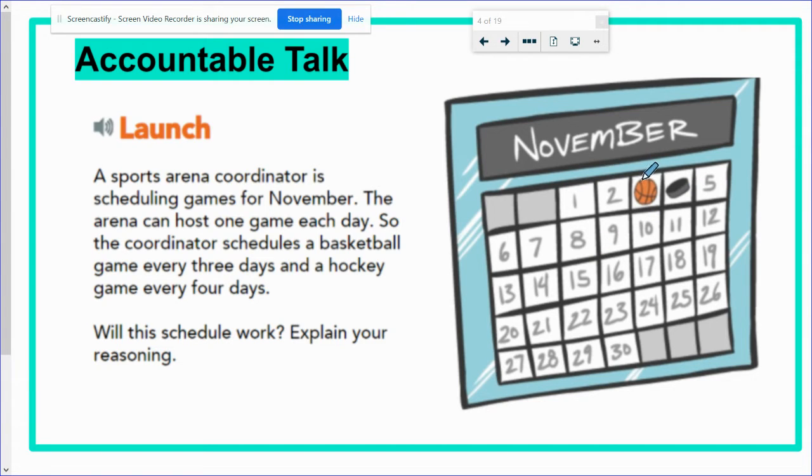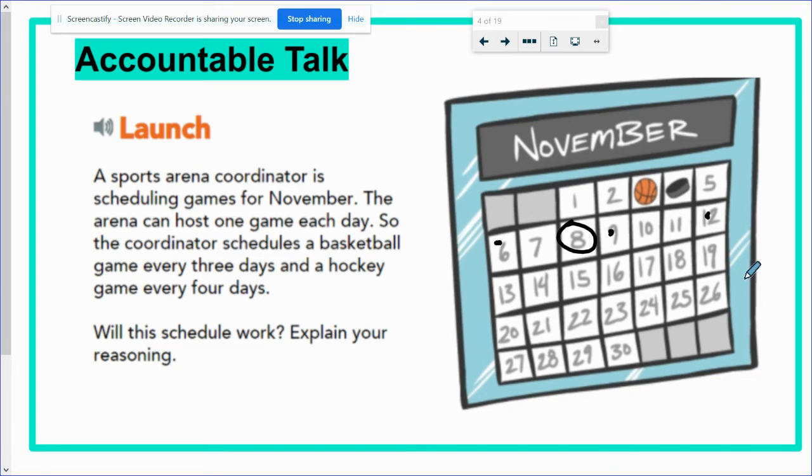So again, if basketball happened every 3 days, it happens on the 3rd, then it would happen again on the 6th, then the 9th, and then the 12th. If hockey happened every 4 days, it would happen on the 4th, then the 8th, because that would be every 4 days, and then you would keep counting by fours. So will this schedule work? Why or why not? Please type in your response.